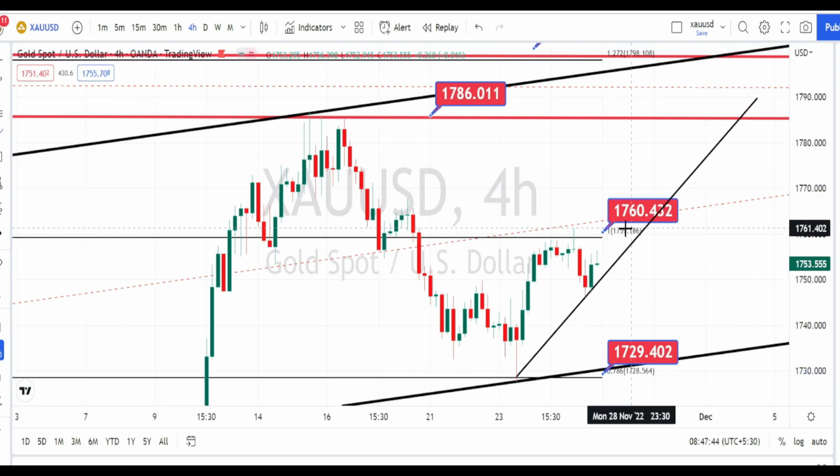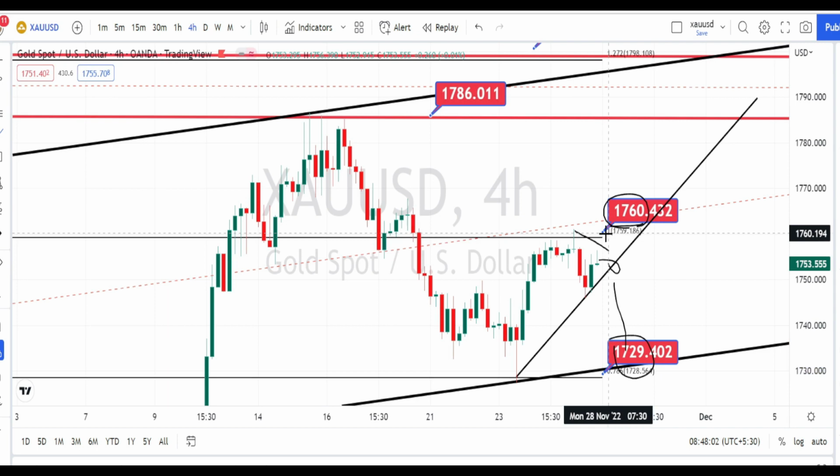And currently we are noticing the price action to struggle to break this resistance level of 1760. So if the price action fails to break this resistance level, wait for the price action to break this trend line or the support line, and next level of support is going to be around 1729.